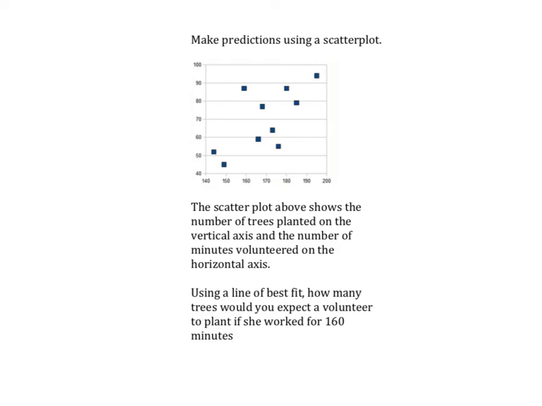All right, so in this next example, we're going to be making predictions using a scatter plot. The scatter plot above shows the number of trees planted on the vertical axis. So this right over here is our number of trees. And then it says that the number of minutes volunteered is on the horizontal axis. So these are the minutes. All right. So then using the line of best fit, how many trees would you expect a volunteer to plant if she worked for 160 minutes?